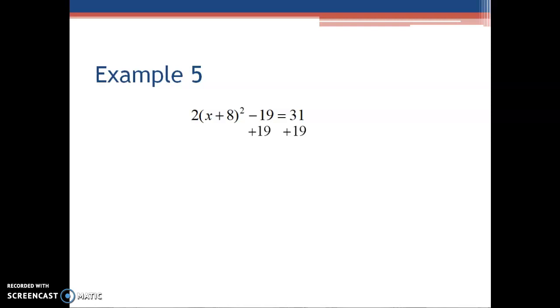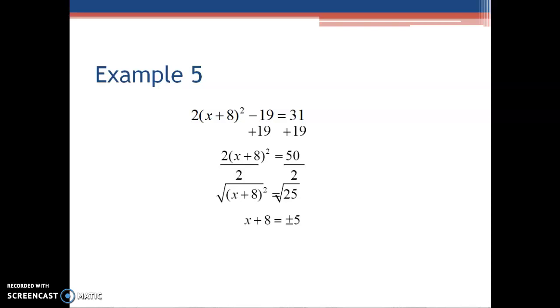That leaves me with 2 times x plus 8 squared equals 50. And now we can divide both sides by 2. That leaves me with x plus 8 squared equals 25. Alright, now at this point, everything that's on the left is what's being squared, right? The entire thing, x plus 8, is being squared. So what I can do now is I can take the square root of both sides, and that will leave me with x plus 8 on the left and plus or minus 5 on the right. So let's go ahead and write that down. So x plus 8 equals plus or minus 5.